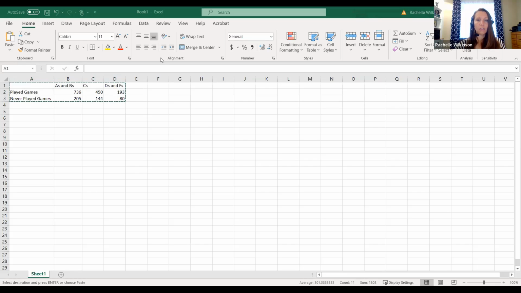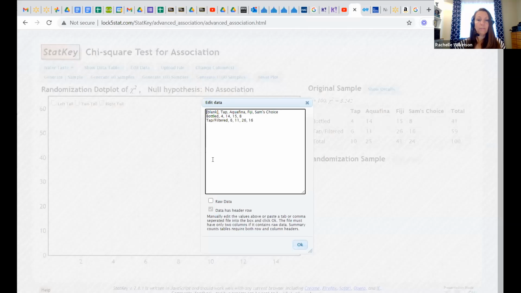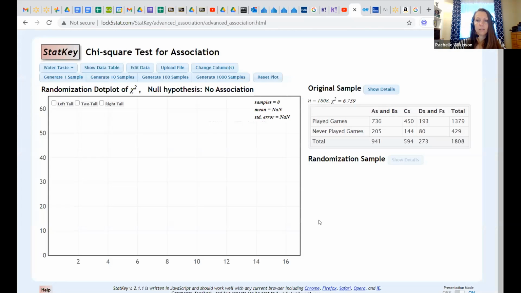And I'm going to go back to StatKey. And in StatKey, I'm going to delete everything that's there, and I'm just going to paste in what I had on my spreadsheet. So as long as I make it look great in my spreadsheet, I can copy and paste it in here, and it should work just great. Down below, when you do it this way, you don't have raw data, so you make sure that box is not checked. And then I did have a header row because I labeled my column, so I leave that box checked.